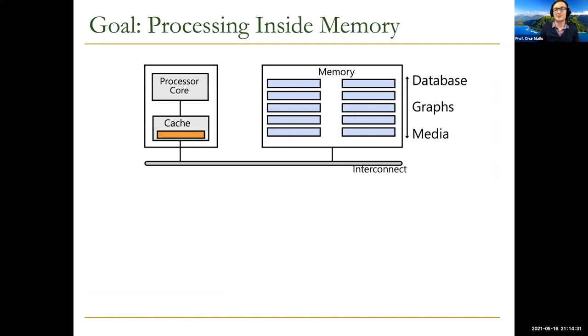So I'm arguing that we should really do this everywhere where data resides. Caches, main memory, storage, disks, tape, devices where we generate the data, like genomic sequencing devices. I think it makes sense.